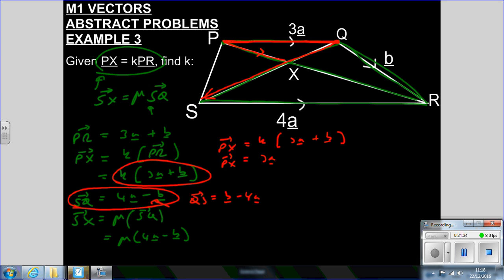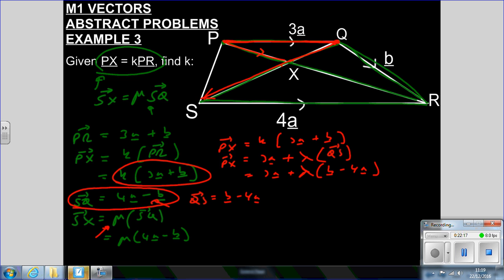But we want to go some proportion of Q to S in order to get to X, don't we? So this must be plus some proportion. It doesn't really make sense to use mu actually, because mu in this case is S to X, but we want Q to X, don't we? So it's not going to be the same proportion. So let's call it lambda. Hopefully that isn't too confusing. Lambda Q to S. And Q to S, as we've just said, is b subtract 4a.